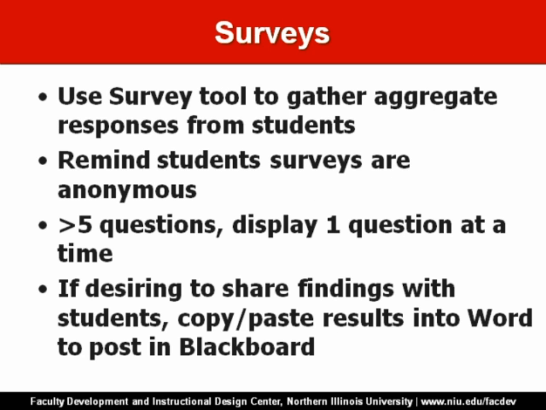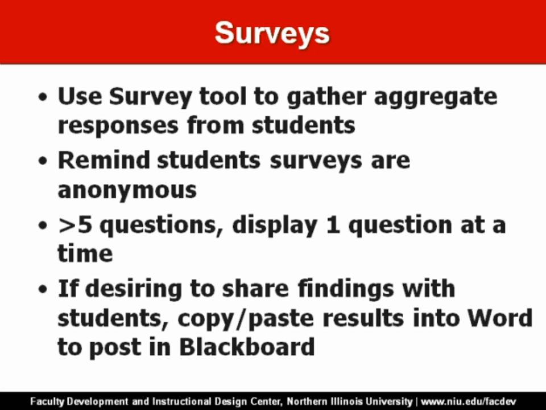So let's take a look now at some of the different assessment types. We'll start with surveys. A survey, obviously, in Blackboard is a way to gain some anonymous feedback from your students. By definition, surveys are anonymous, so you cannot see how one student responded over another. It's really used to gather aggregate responses from the students.